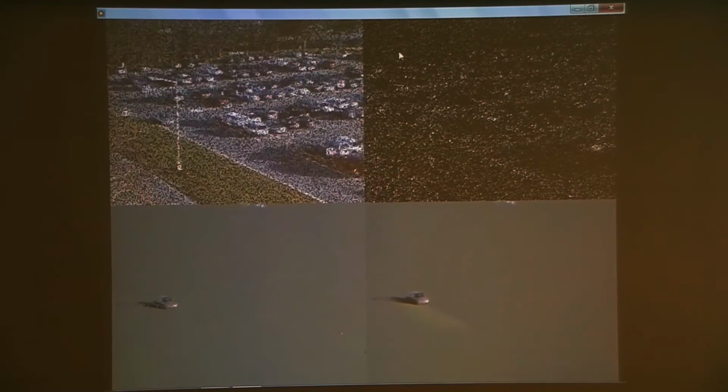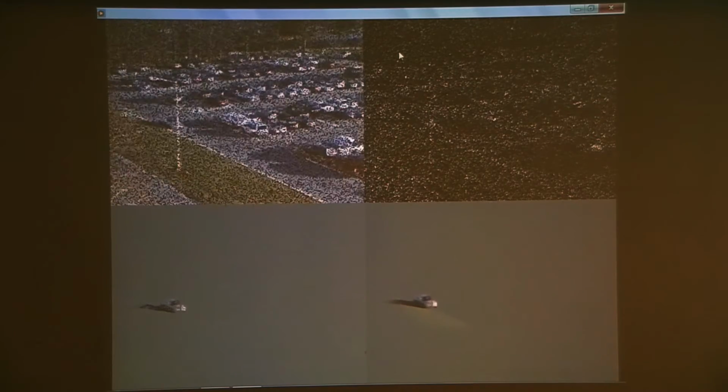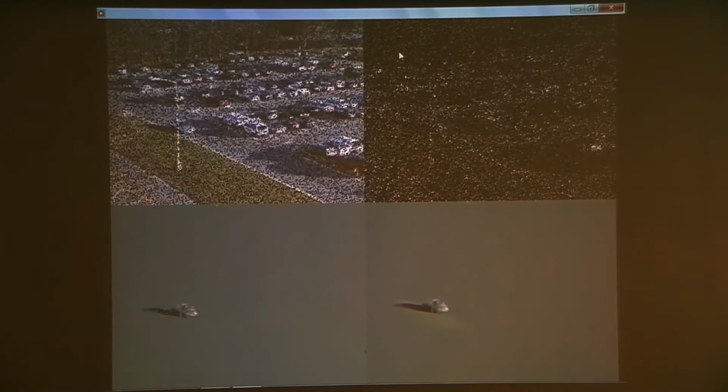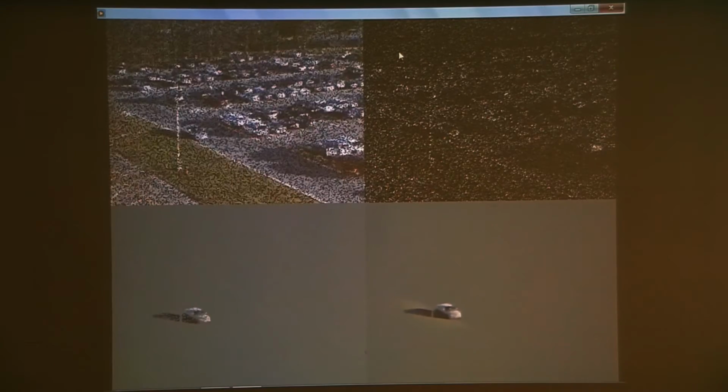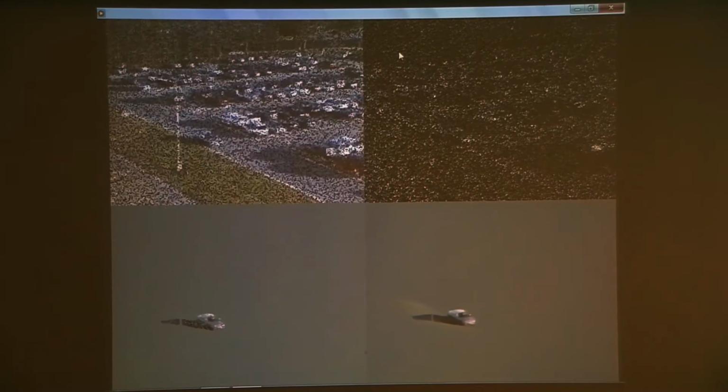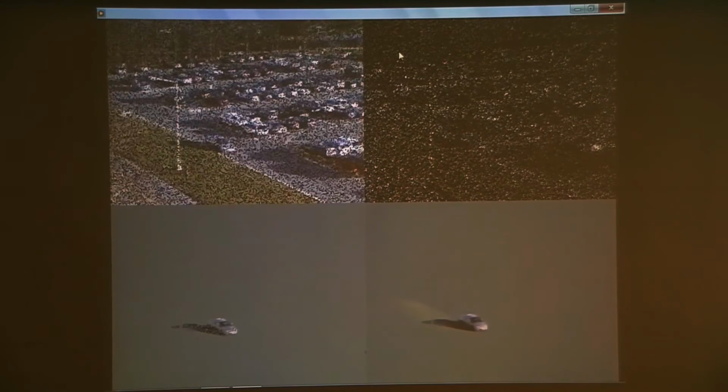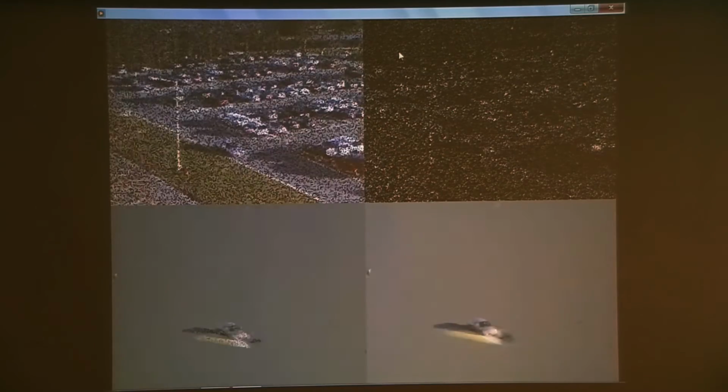Let me start out by showing. What you see in the upper left is a parking lot of an Army base, would you believe? We took a video and removed about 60% of the data randomly. And then the goal was to find moving objects without any a priori knowledge.